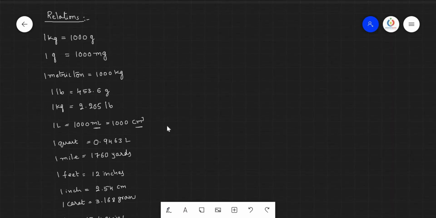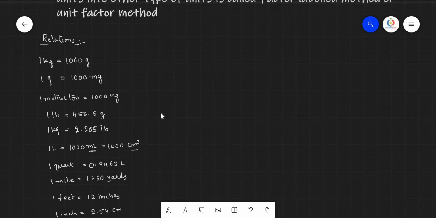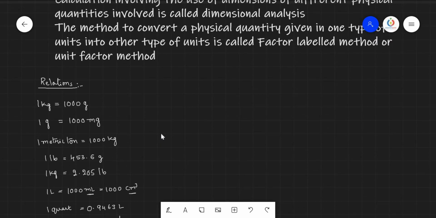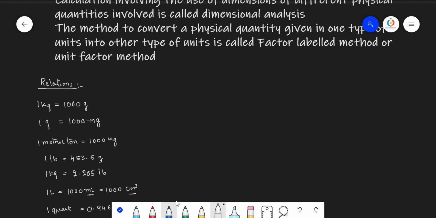So if you see all these, what are these? These are all relations between one unit and another unit, like 1 kilogram equals 1000 grams, 1 gram equals 1000 milligrams, and so on. Using these relations, we have to develop a factor. So how to develop a factor? For this, there are 2 or 3 rules. Let us see those 3 rules.